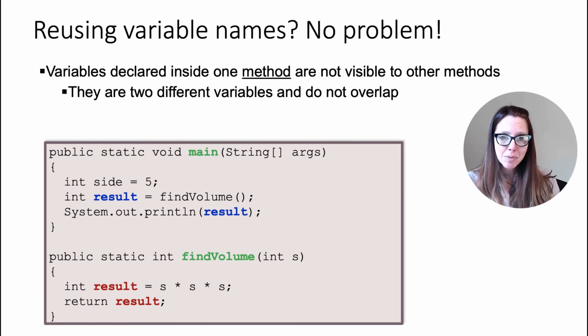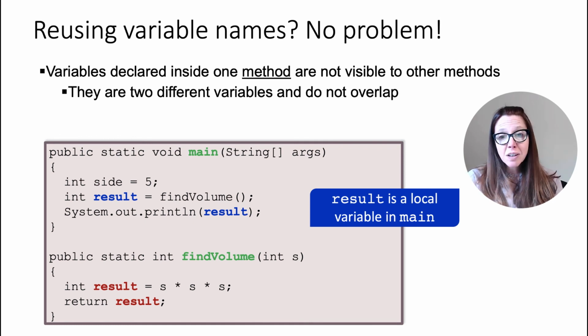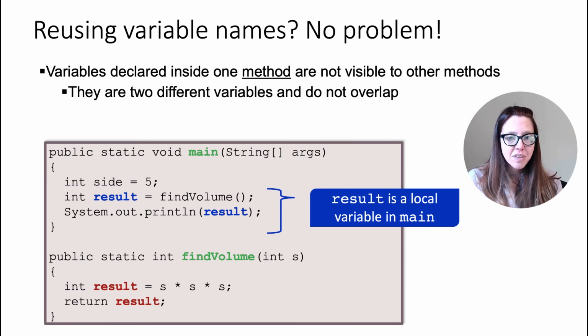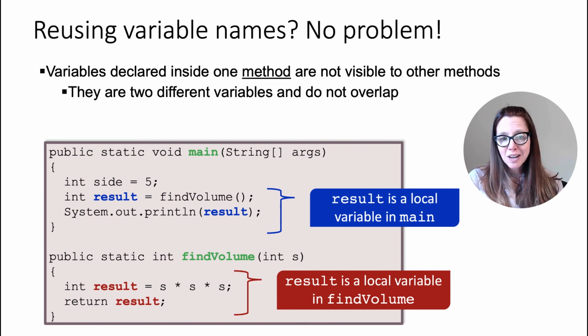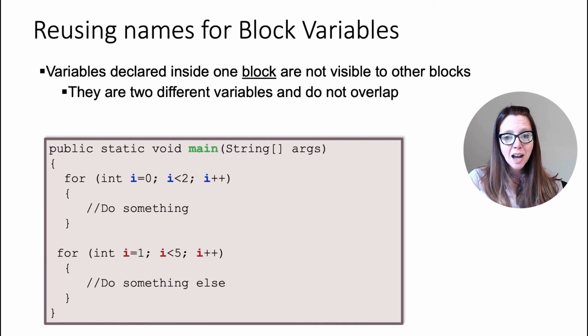So in this example, it's okay that in main we have a variable named result. The result is a local variable in main, and it exists from where it's declared to the end of the main method. We can see that in the method find volume, there is another variable named result, and it is a local variable within find volume. Its scope exists from where it is declared in find volume to the end of the find volume method. These scopes do not overlap.